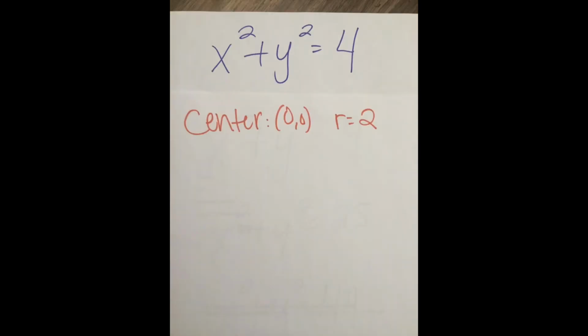So you do the square root of 4 to get 2. That's how you get a radius of 2. So you go to the origin and plot a point for your center, and then from there you go left, right, up, and down 2, and then you sketch a circle.